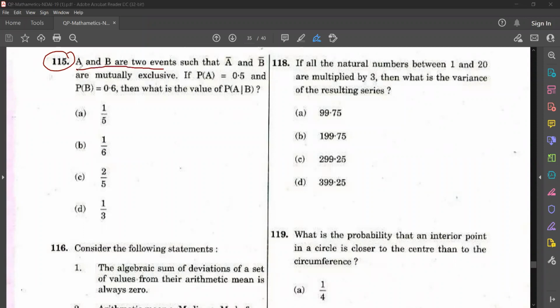A and B are two events such that A and B are mutually exclusive. If P of A is equal to 0.5, P of B is equal to 0.6, what is P of A given B? Very direct question, easy to find the answer. Just find it and give me the answer. Very easy, direct formula. Only you need to know the formulas for doing this. Okay, so once you get the answer, comment it.